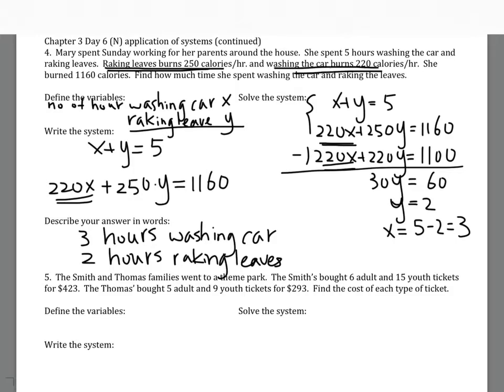250 minus 220, so that's 30y. 1,160 minus 1,100, so that's 60. Divide both sides by 30, I have y equals 2. So my x is going to be 5 minus 2, which is 3. So that means she spent 3 hours washing the car. She spent 2 hours raking leaves.